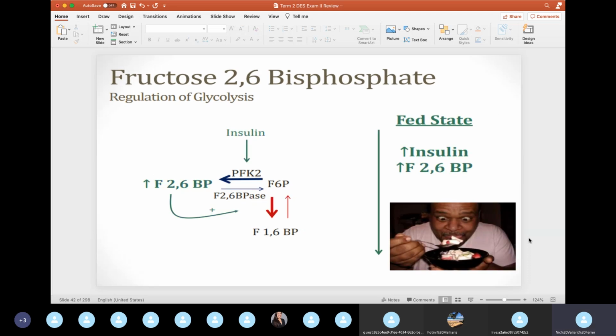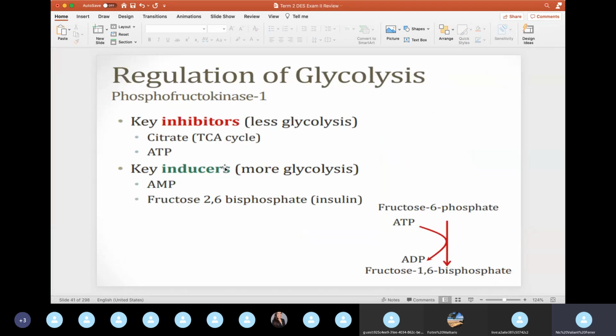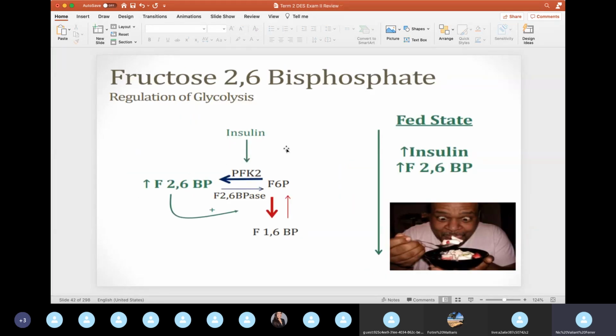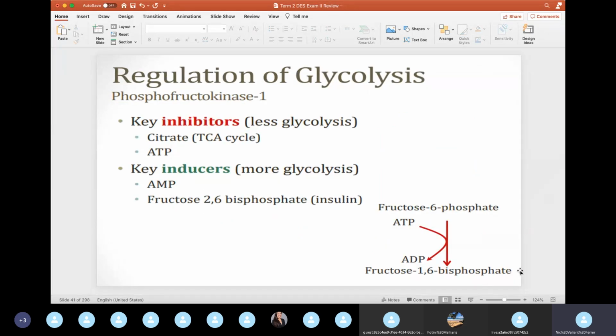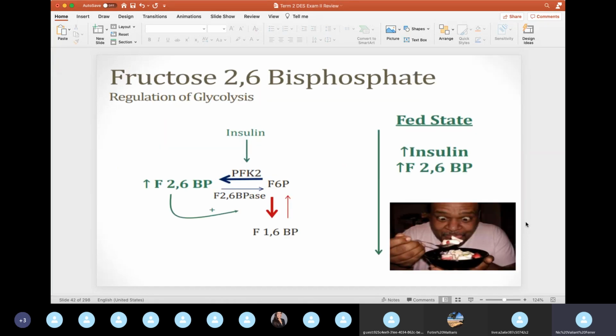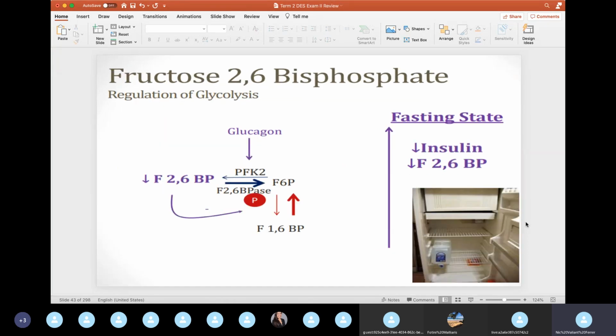If insulin is activated, you are increasing fructose 2,6-bisphosphate, which increases PFK2. So you increase the conversion of your fructose 6-phosphate to fructose 1,6-bisphosphate. If you have a fasting state, you are decreasing insulin. There is no insulin because you're fasting. Glucagon is reigning. So you have a decrease in fructose 2,6-bisphosphate, decrease PFK2. So decrease conversion of your fructose 6-phosphate to fructose 1,6-bisphosphate.